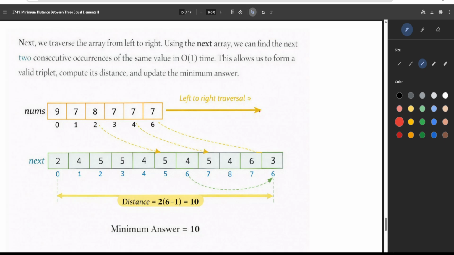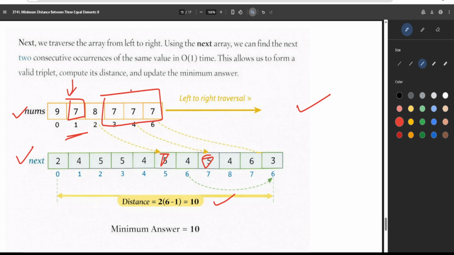I'll pause this video and go through this one so you will understand clearly. Okay, now you will understand what we need to do next. Let's suppose we already have nums ready and next ready. Now you will do the left to right traversal. You will see that we have some value which is repeating here. We'll take this value, and we also have it here, and we'll find the distance. Let's suppose for this, 6 minus 1, from here to here we'll find the distance, and you will get that the minimum is coming 10.